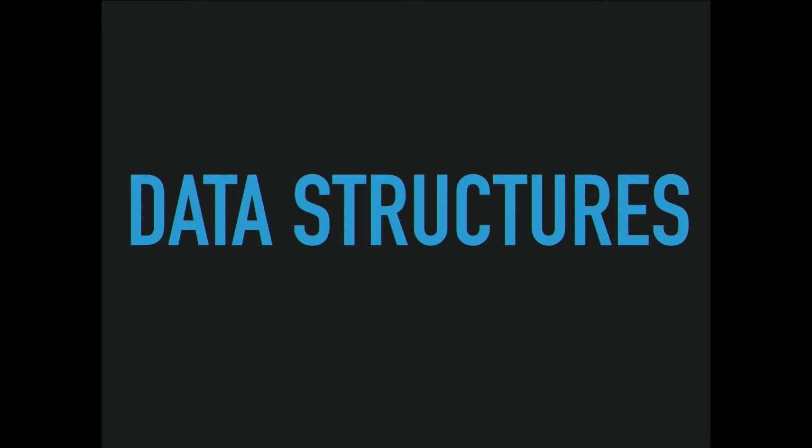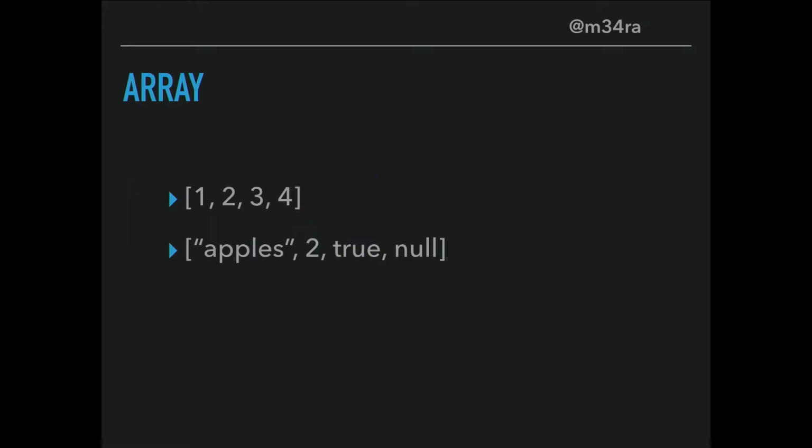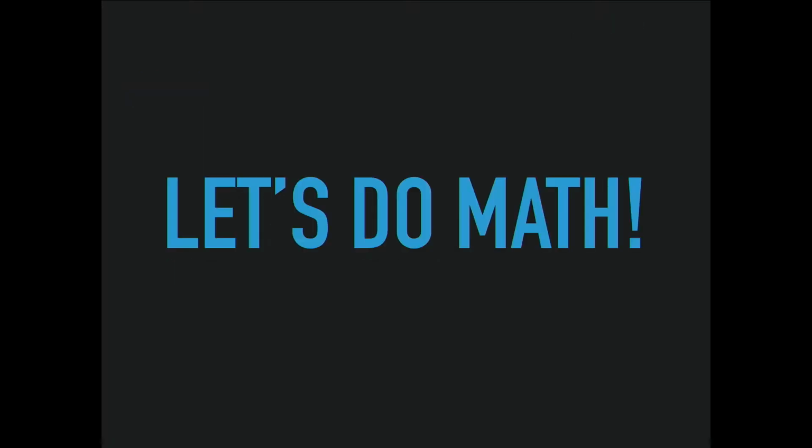JavaScript also has a bunch of different types of data structures, but for the purposes of this talk, we only need to worry about one, which is array. An array you can think about as a collection, and it can be a collection of all one type of thing, like this array of integers up here, or it can be a bunch of different things like the second example.